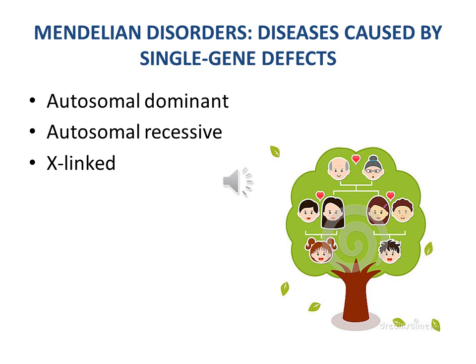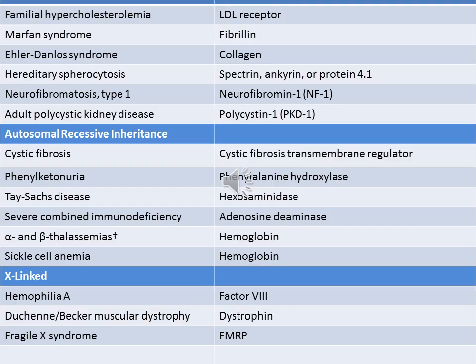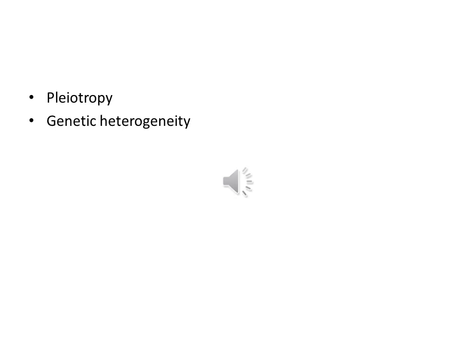Mendelian disorders are set in three groups: autosomal dominant, autosomal recessive, and X-linked. This table shows you examples of Mendelian inheritance diseases that I'm going to talk about some of them. And what do pleiotropy and genetic heterogeneity mean?